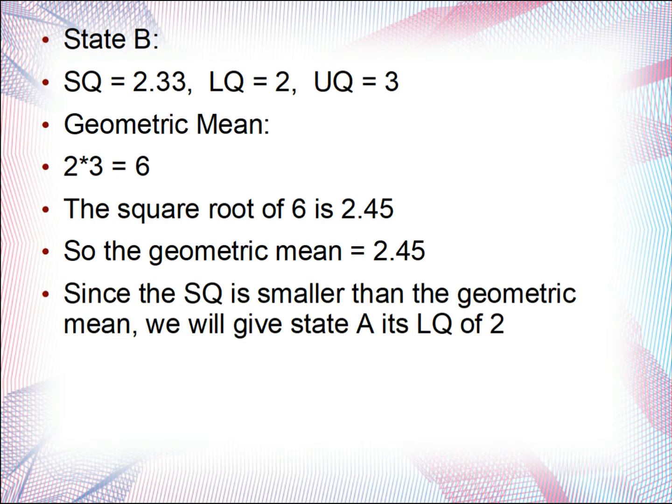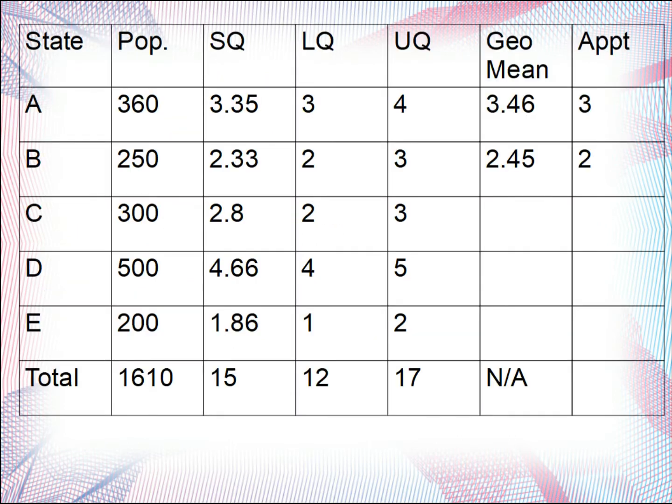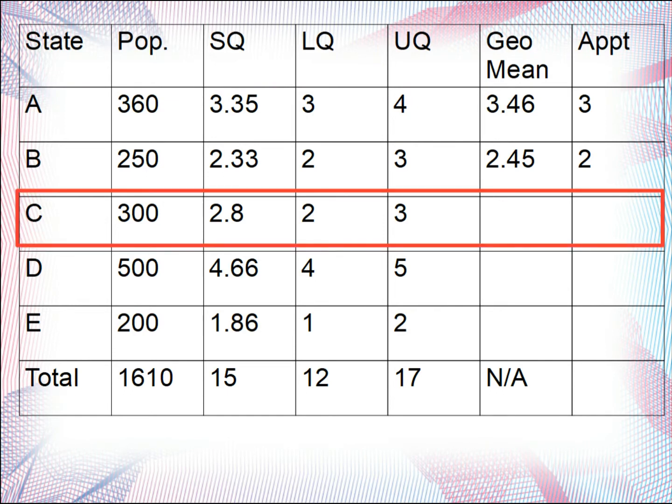So the geometric mean, therefore, is 2.45. So the standard quota is 2.33, which is smaller than 2.45, so we're going to give state B its lower quota of 2. Note my typo. I'm too lazy to go edit it. So I filled in all the information for state B, the geometric mean, and the apportionment. So let's look at state C.